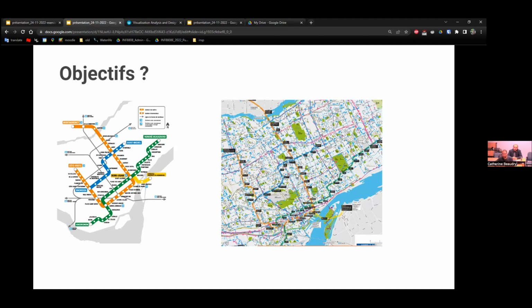So on the left, it's more the subway itself. So just the stations and how to orient yourself. And on the right, it's more to see what's around the station. So the whole context in which we're going to find ourselves in. So depending on the context, we can see this data, and we're going to use a different visualization to meet different objectives.